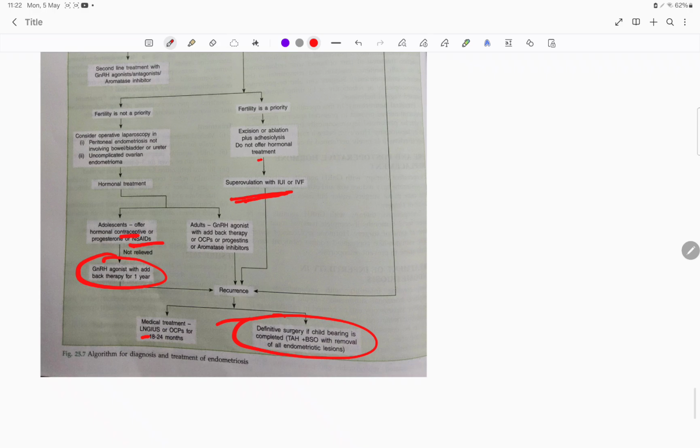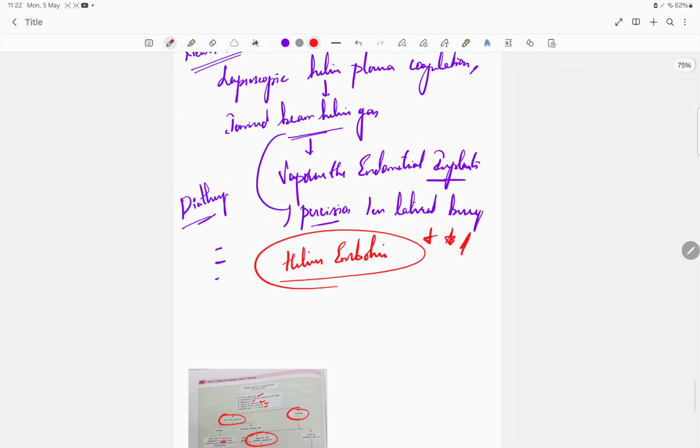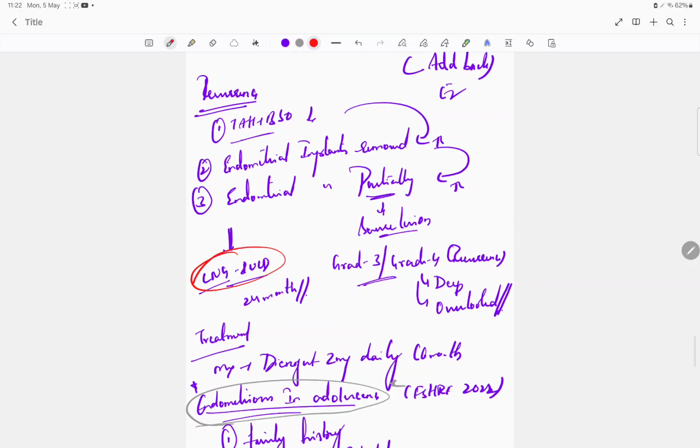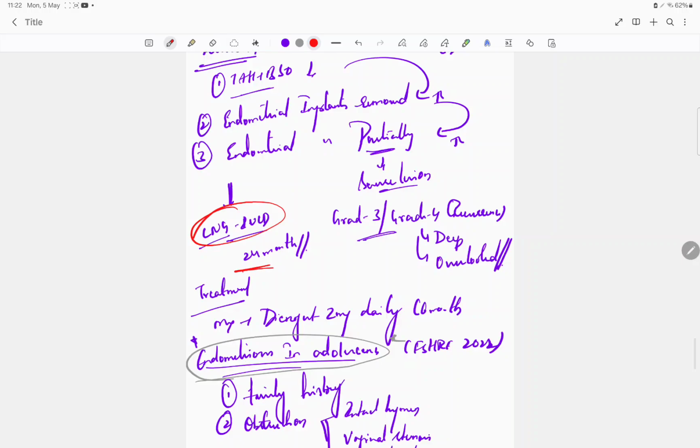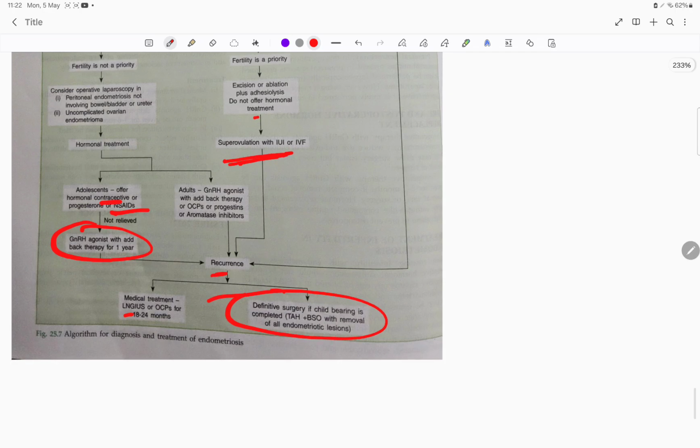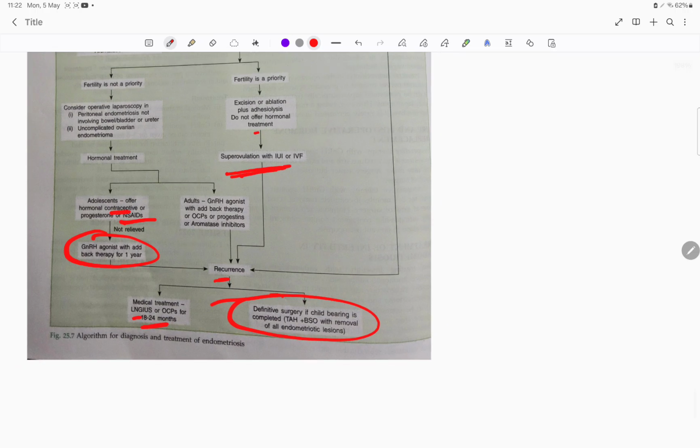And you have to give add-back therapy for 1 year. Why? Because this patient is very young, and you have to start add-back therapy as soon as you start the GnRH, for 1 year. If there is recurrence, medical treatment. I told you in recurrence you have to give LNG for 24 months, that means for 2 years. The same thing they have given here. In recurrence, you have to give LNG or oral contraceptive for 24 months. And if it's surgery, TH plus BSO with removal of all the endometriotic lesions.